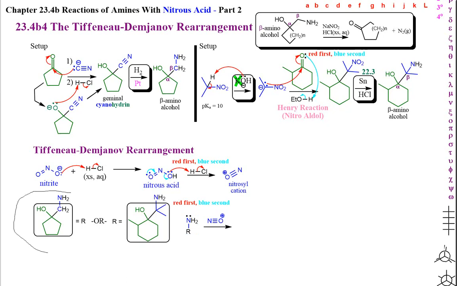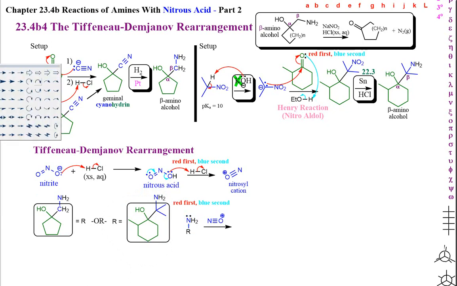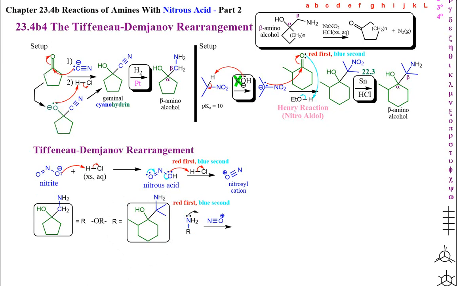Looking at each of our beta amino alcohols, we can short form either one to RNH2. So we can start the mechanism the same for both setups. The amine attacks the nitrosyl cation, as we saw in our previous video, and the O becomes neutralized, generating this result. This N-nitroso-ammonium ion will then undergo tautomerization with HCl as the catalyst.